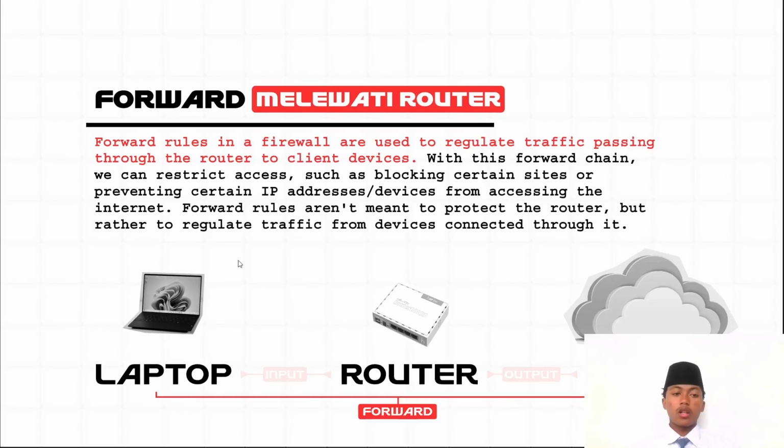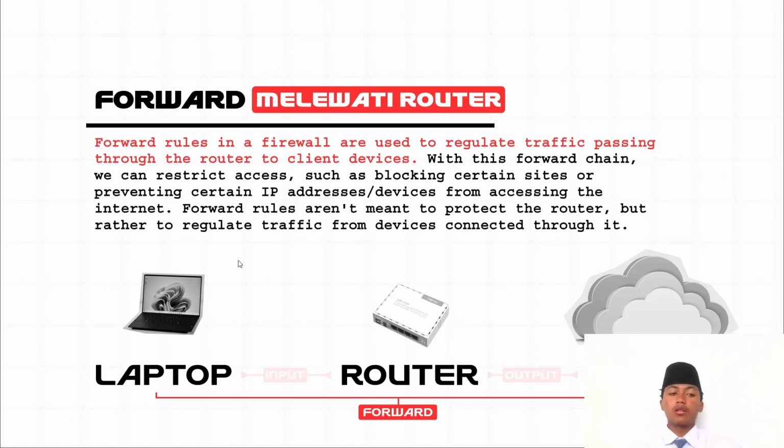Next here we have forward. What is forward? Forward chain rules in a firewall are used to regulate traffic passing through the router to client devices. With this forward chain, we can restrict access, such as blocking certain sites or preventing certain IP address devices from accessing the internet. Forward rules are not meant to protect the router, but rather to regulate traffic from devices connected through it.